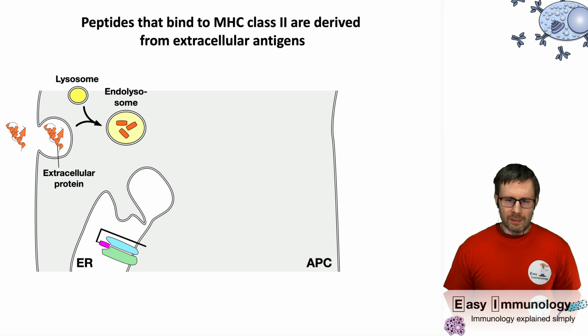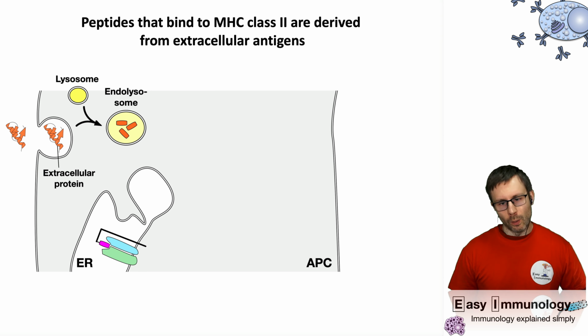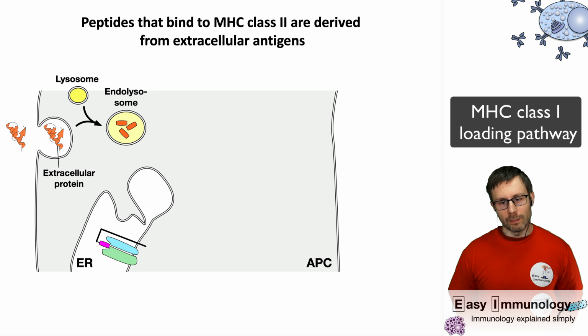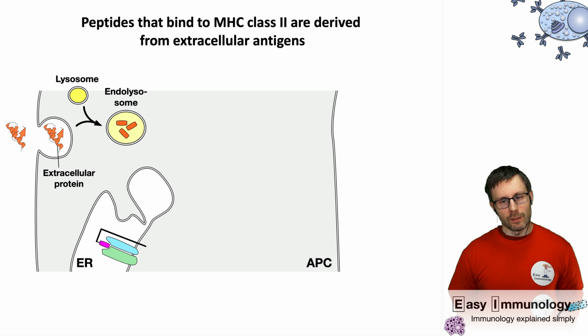The problem is that these MHC class 2 molecules are also produced in the endoplasmatic reticulum. And if we would just produce the MHC molecules in the endoplasmatic reticulum, they would be directly loaded with peptides coming from the MHC loading pathway. So this wouldn't help us because once the peptides from the endolysosome reach the MHC molecules, they would already be loaded because this happens within fractions of a second in the endoplasmatic reticulum.